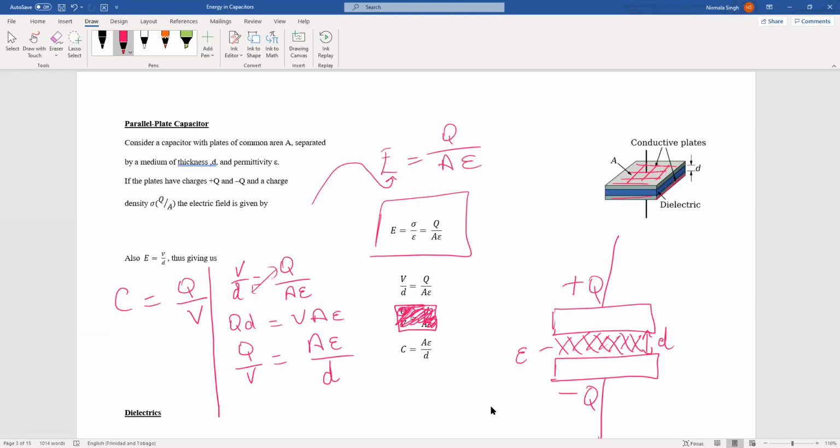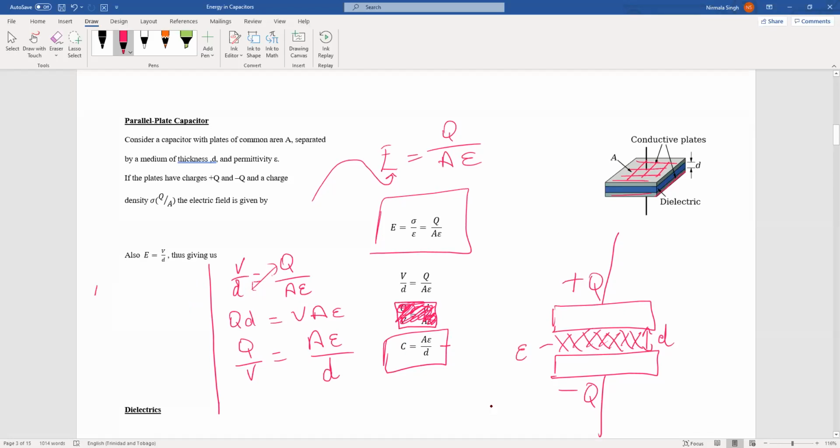So Q over V is equal to A epsilon over D. We know that capacitance is charge over V. So how do we find the capacitance of a parallel plate capacitor? All we do is find the area of your plate, multiplied by the permittivity of the material between the plates, divided by the distance between your plates. So this is a very easy equation to remember. If you want the steps in doing this, let's look at the steps.